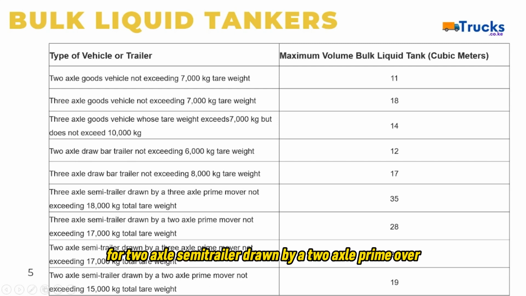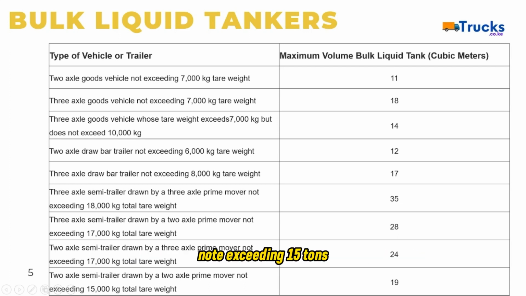And finally, for a 2 axle semi-trailer drawn by a 2 axle prime mover not exceeding 15 tons total tare weight, you have to maintain 19 cubic meters. So before even investing in a tank, you should be conversant with the type of truck which you have and the required maximum volume of the bulk liquid tank.